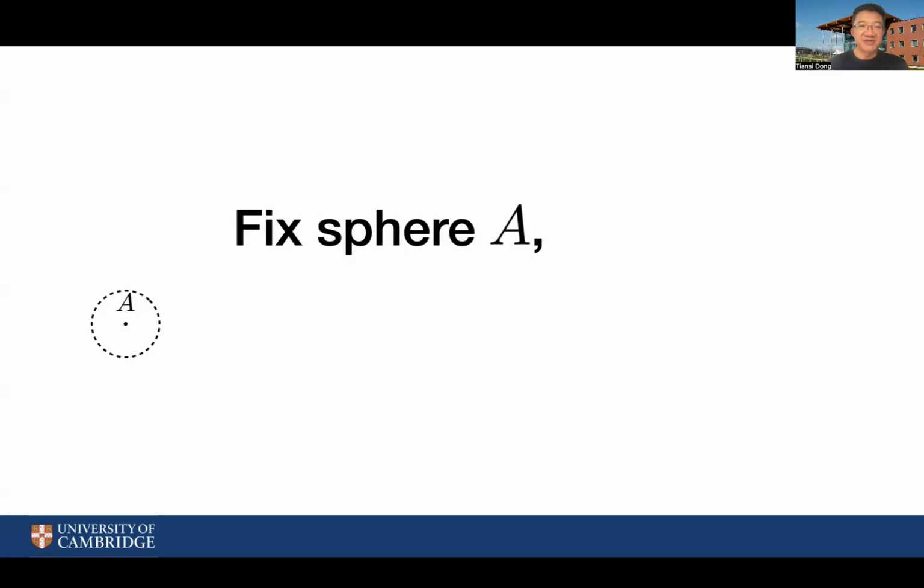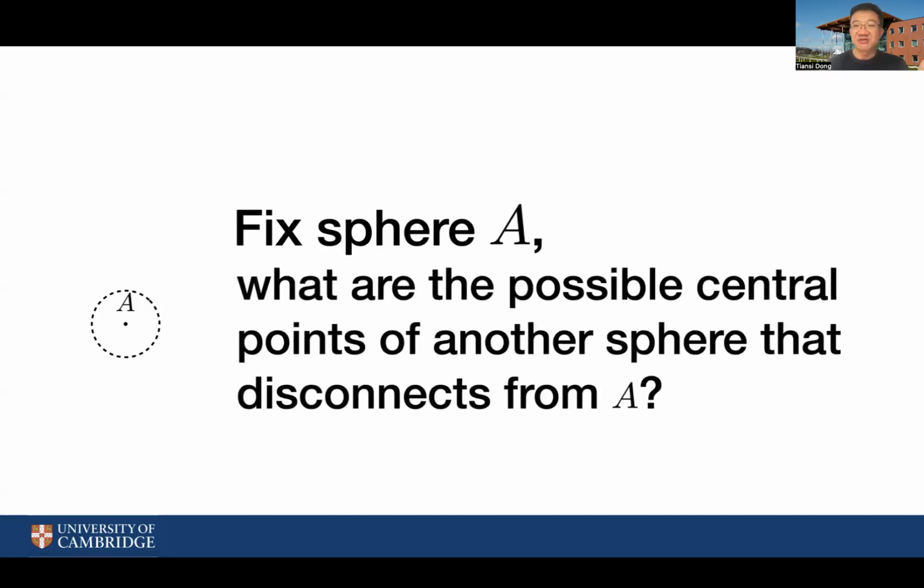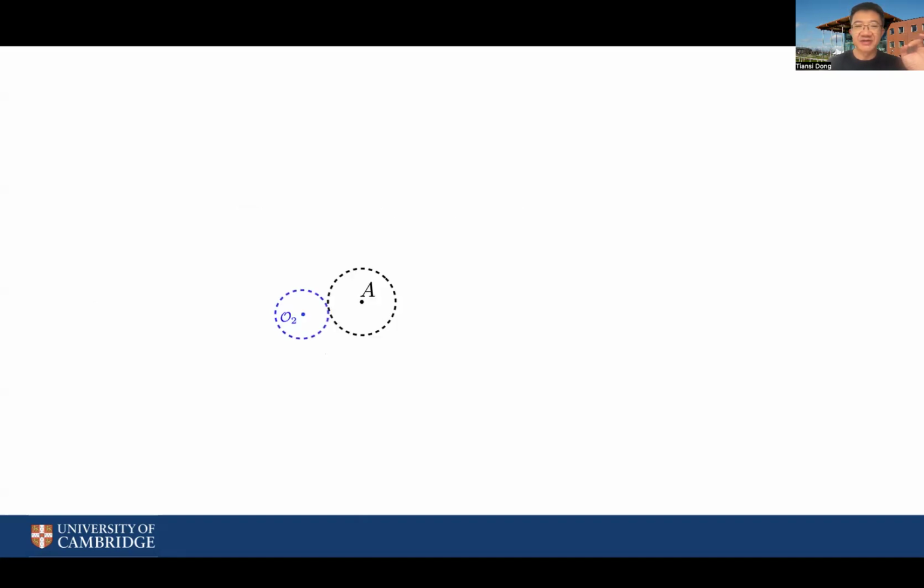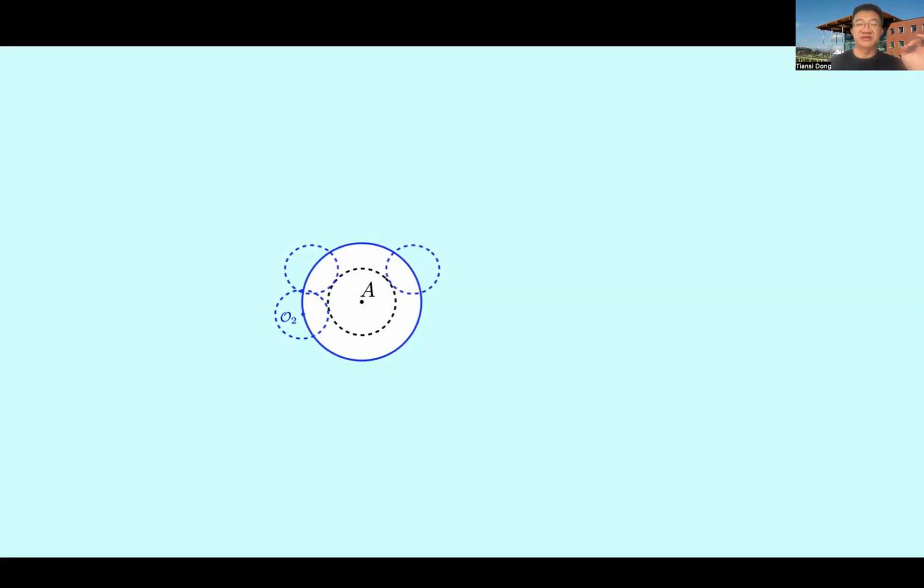If we have a sphere, let's fix it. What are the possible central points of another sphere that is disconnected from A? That's quite easy to answer. Any point outside of A, excluding its boundary, we can find a very tiny sphere that is disconnected from A. All this green area is possible locations, except the boundary of A.